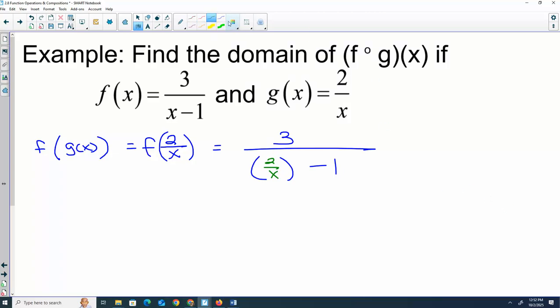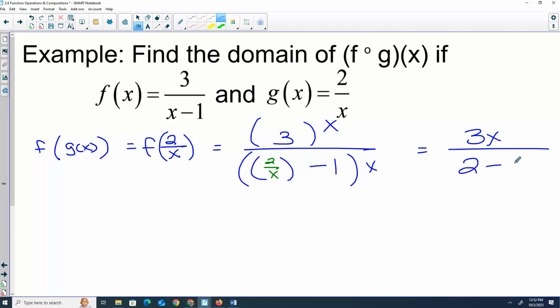So to get rid of the fraction in a fraction, what do we do? Multiply by x. Everything gets multiplied by an x. So we get 3x on top. 2 divided by x times x is 2. 1 times x is x.